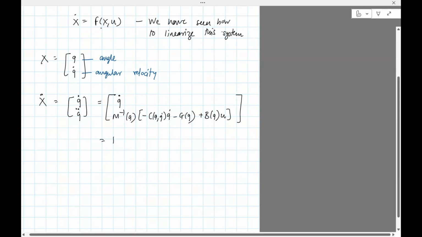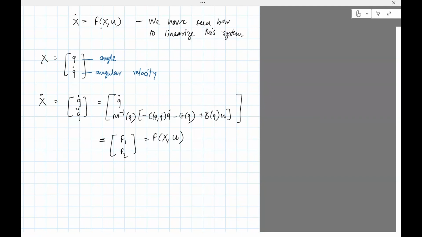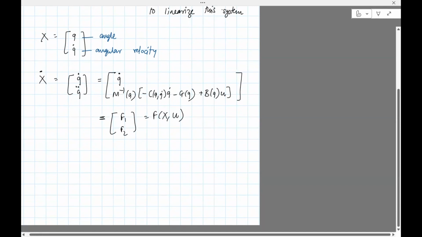Now this is my f of x u, or rather write it like this: f1, f2, where all the q's can be plugged in. This q dot and q can be written in terms of x, and then you'll have this equation. So now it looks like x dot equals f of x comma u. So once we have it in that form, we're now ready to do the linearization.